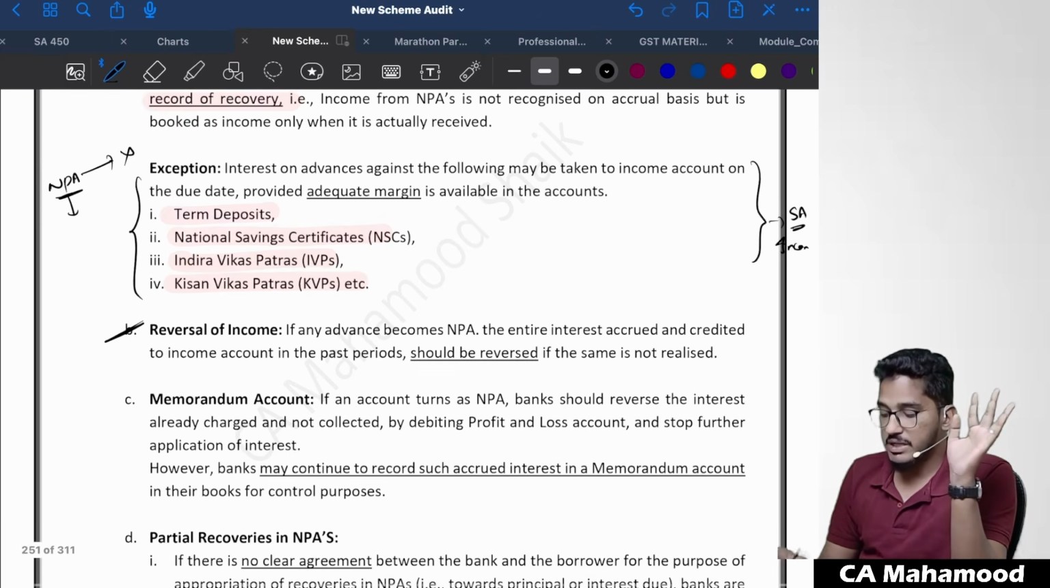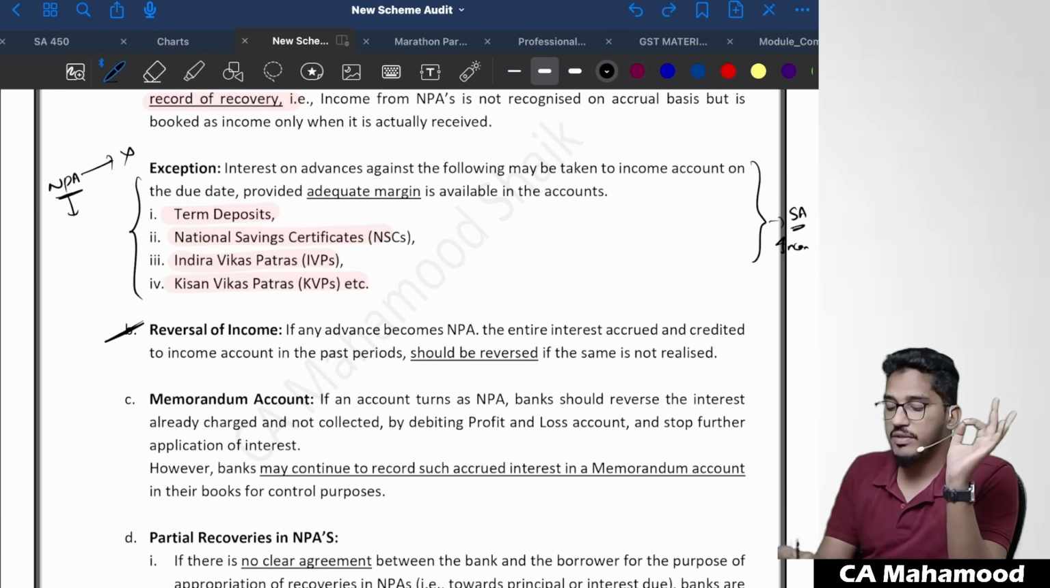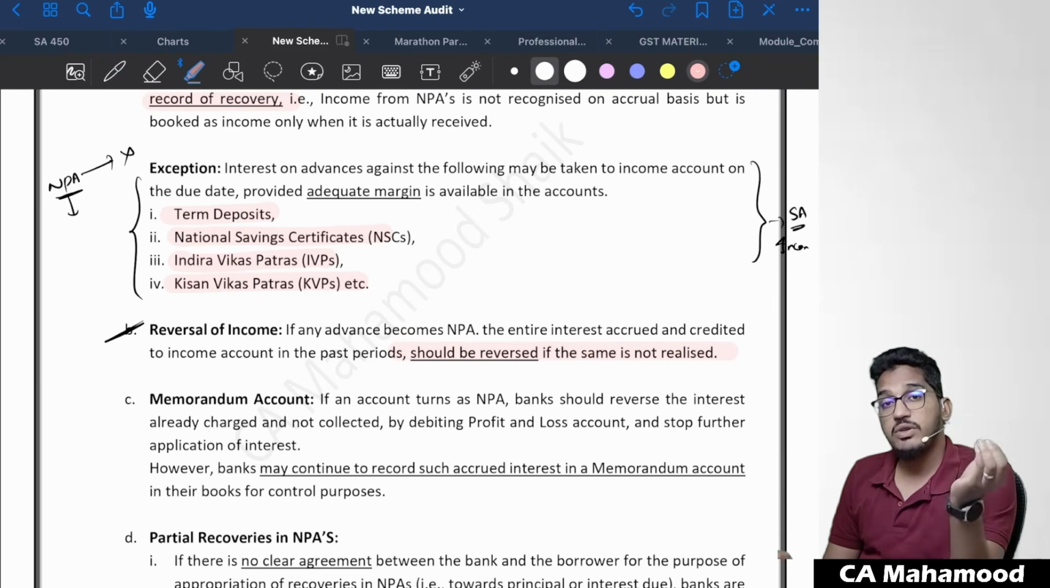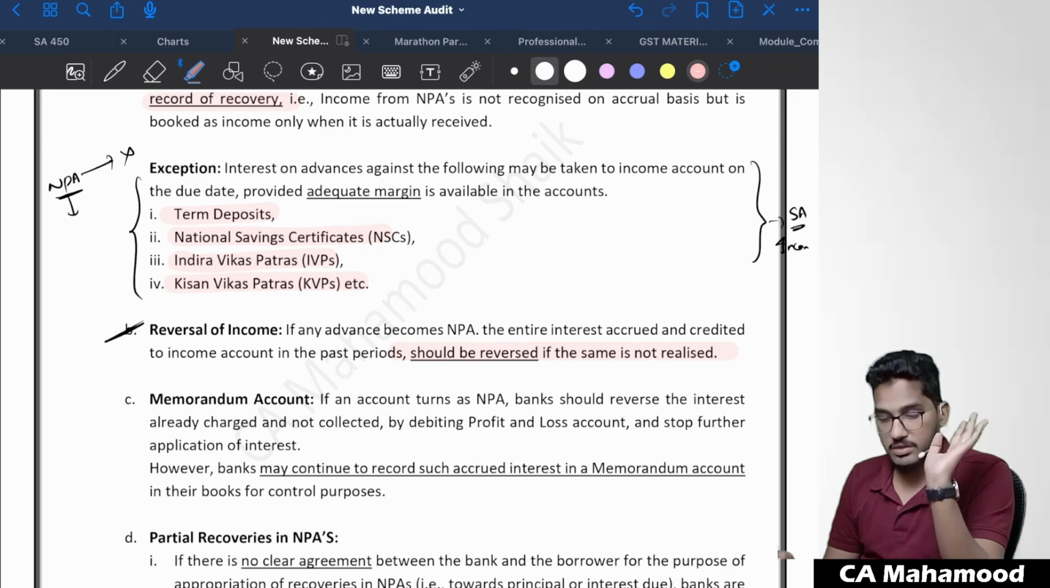So if any advance becomes NPA, the entire interest accrued and credited to income account in the past periods should be reversed. When? If it is not realized. If it is realized, well and good, no need to reverse, ignore it. But if you have recognized it but not yet realized it, then compulsorily you have to reverse it back.